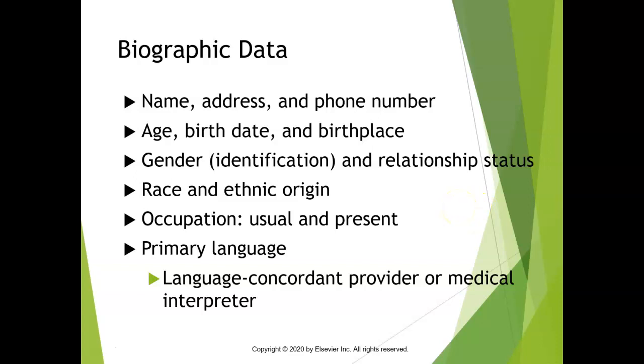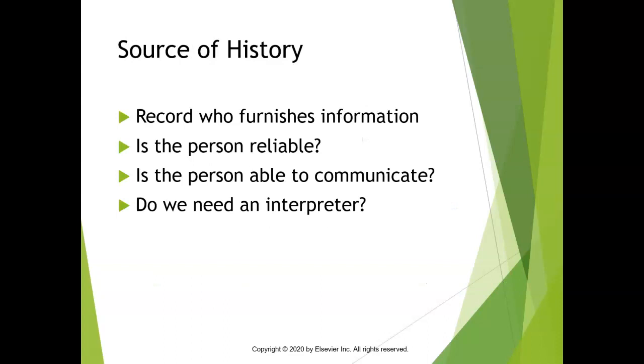So just follow along with these slides, and you need to mark down who is giving you the health history. If there is another person providing information, is that person reliable? Are they able to communicate, and do you need an interpreter? Whether it's the patient or a family member, make sure they're reliable, they can communicate, and if you need an interpreter, that you get one.